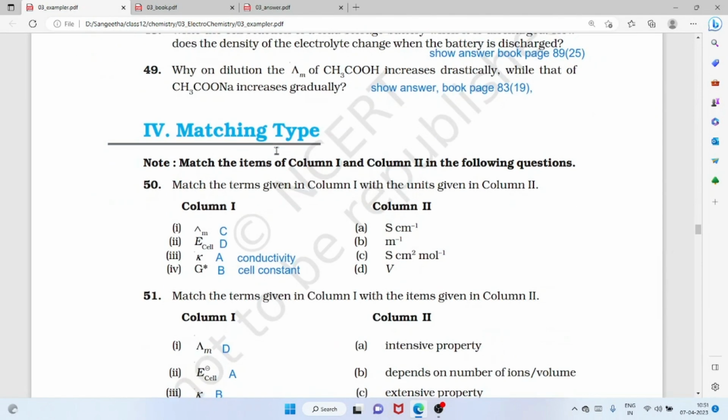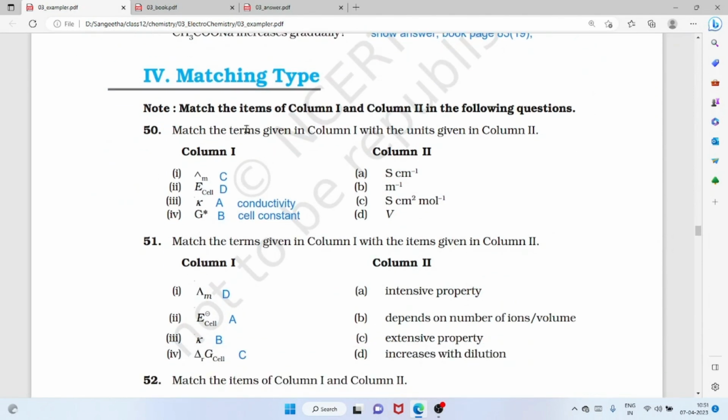Matching type. Column 1: this is the molar conductivity, so this is the unit, Siemens. E cell is voltage. This is the conductivity, this is the unit. This is the cell constant.